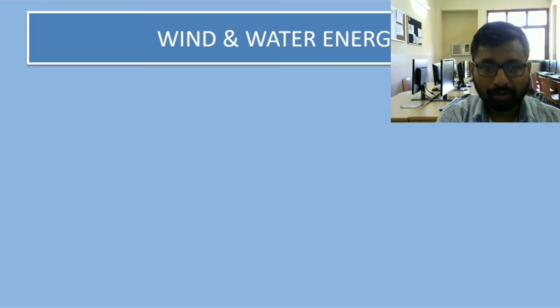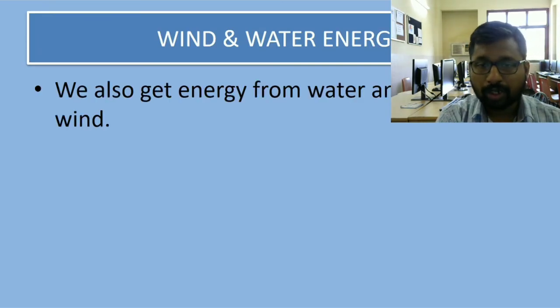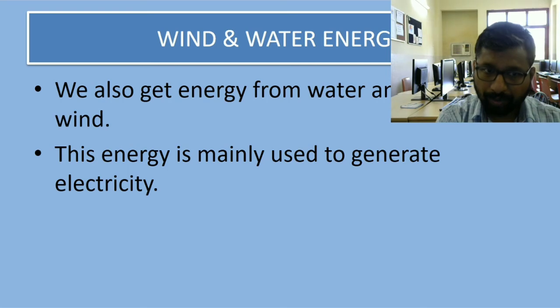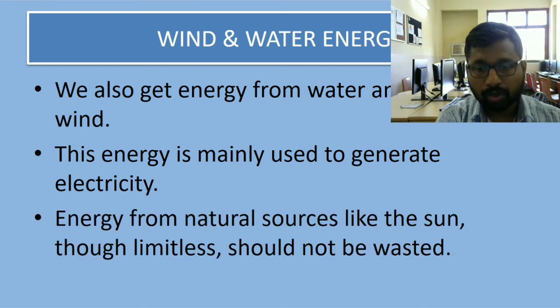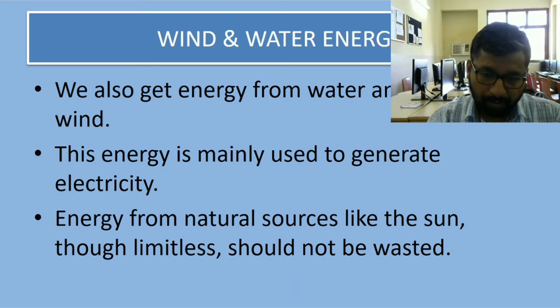Then comes wind and water energy. We also get energy from water and from wind. This energy is mainly used to generate electricity. Energy from natural sources like the sun, though limitless, should not be wasted. This is another important point. Even if it is limitless, we should use it carefully. Why should we use it carefully? Because it can create problems. You should use energy economically because it is priceless.